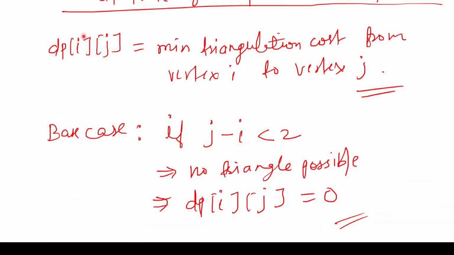Okay, now let's talk about building the dp. To build the dp, you have to create a dp i and j, and it will store the minimum cost, right? And this is a base case. So base case, if j minus i is less than 2, means there is no triangle formed, and we'll define it as 0.